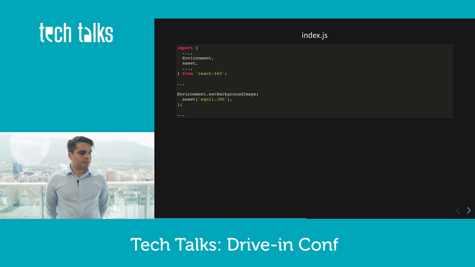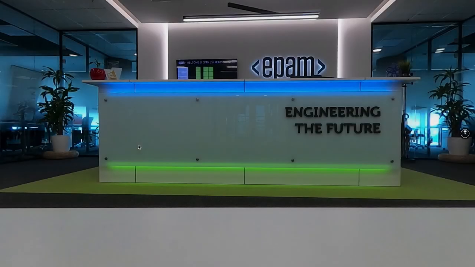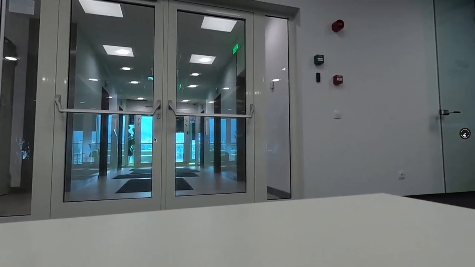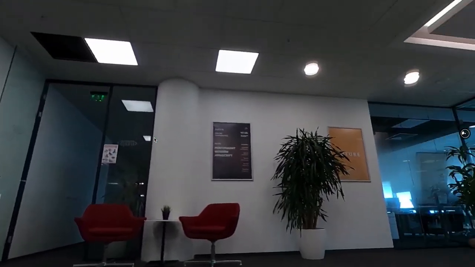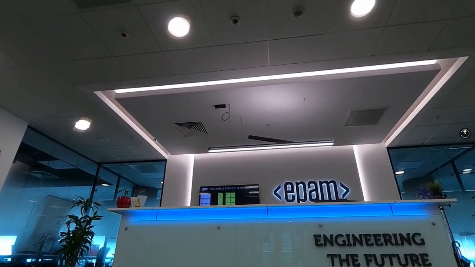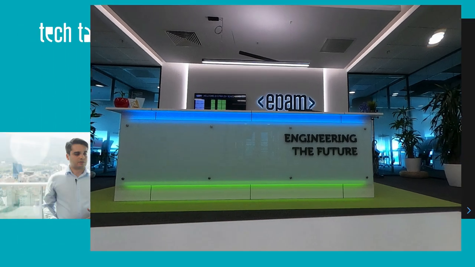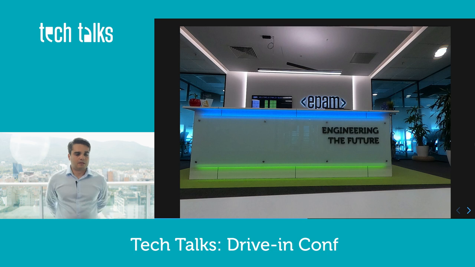But if we wanted to change the background to something else so that we can use our own 360 pictures, we need to import Environment and asset. We can resolve the path to our photo and set it as a background image. And we can do this out of the box with most 360 projections. As you can see here, I can interact with the picture, rotate and look in all directions I want. So you can see that it's actually pretty easy to get this behavior out of the box with React 360.